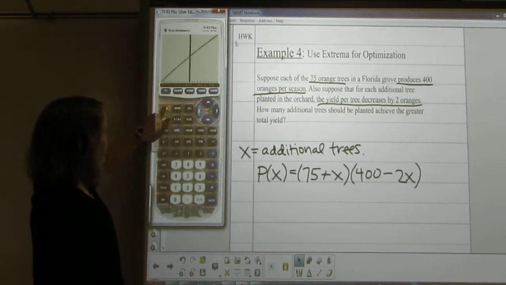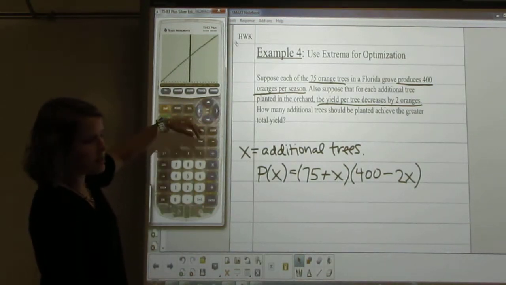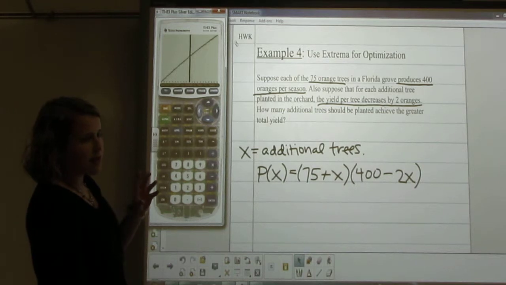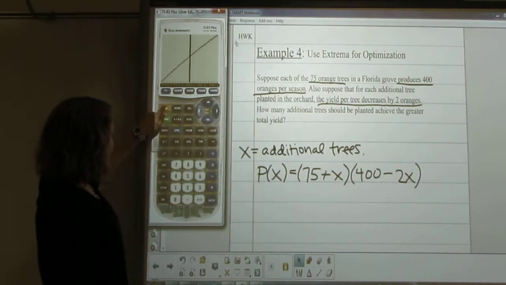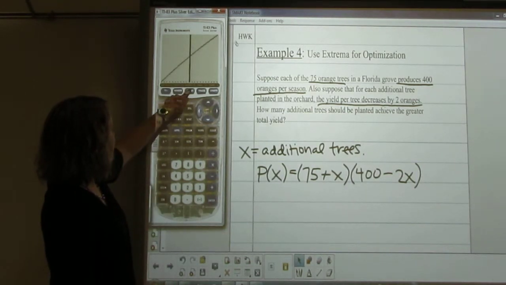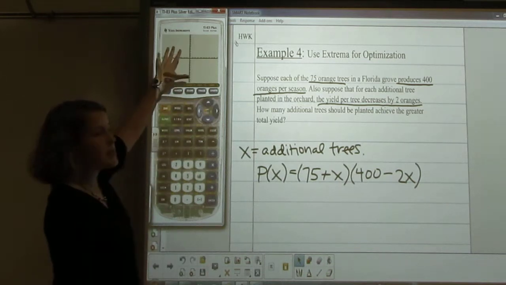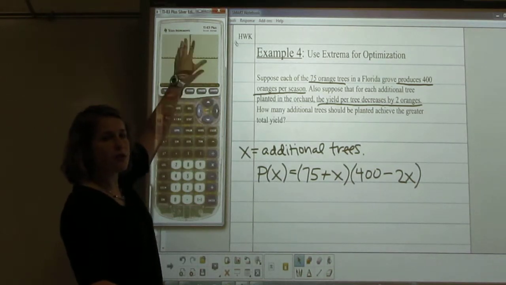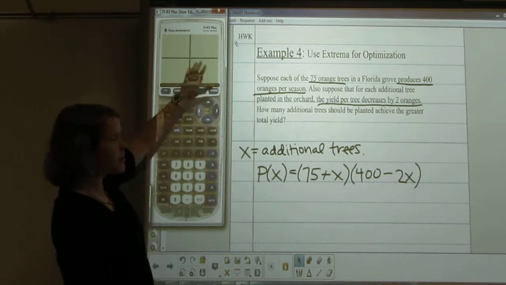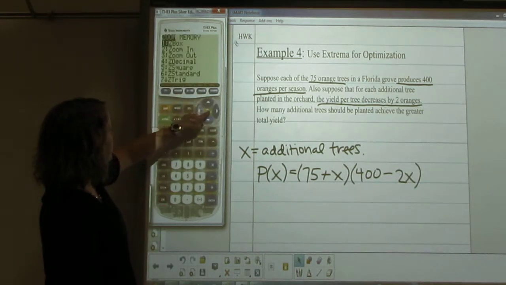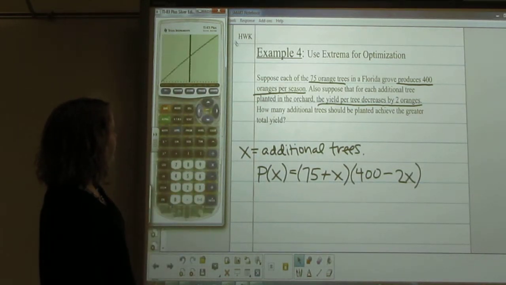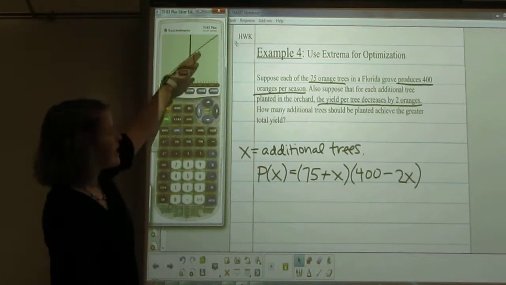So what I did here, let's just start over, because it takes a lot of finagling to get this right. So just start over with me, go to zoom standard. This is what your window looked like when you first try to pull it up. This is your standard window. So if you go to zoom fit, it should just look like this kind of straight line.